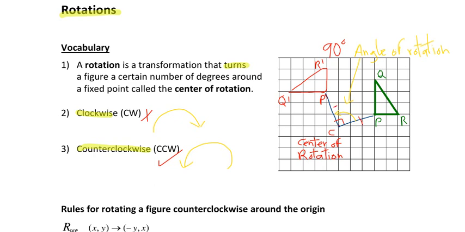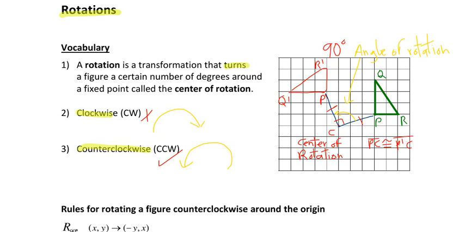This is congruent to this. So BC is congruent to B prime C. That is always the case whenever you connect any point and its image to the center of rotation.